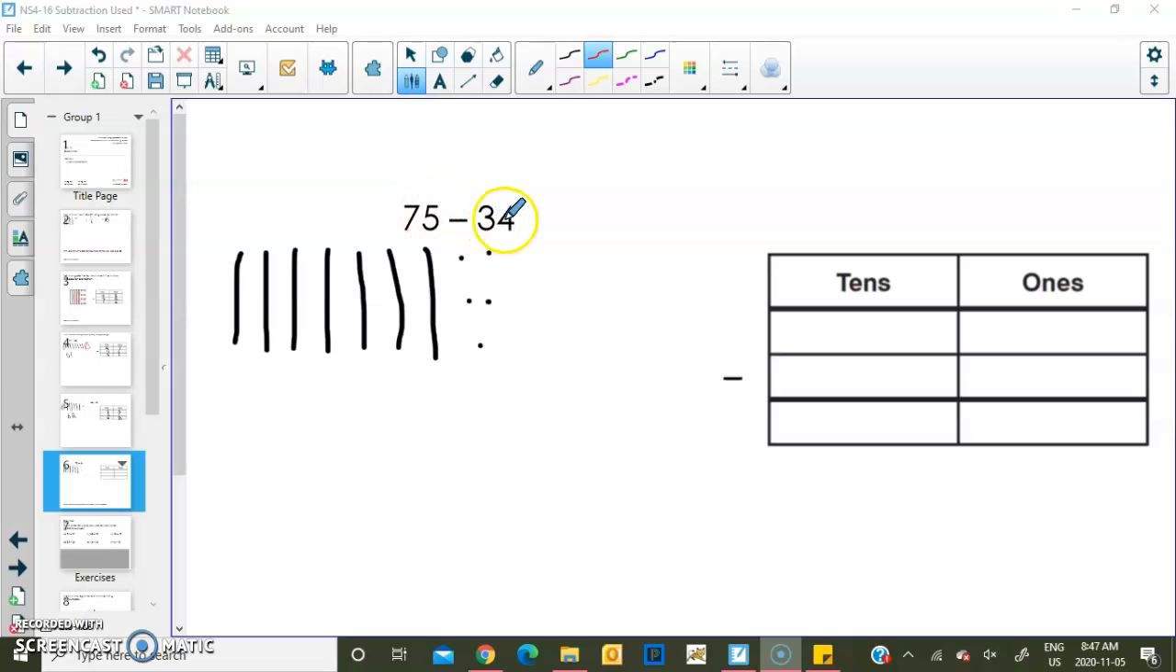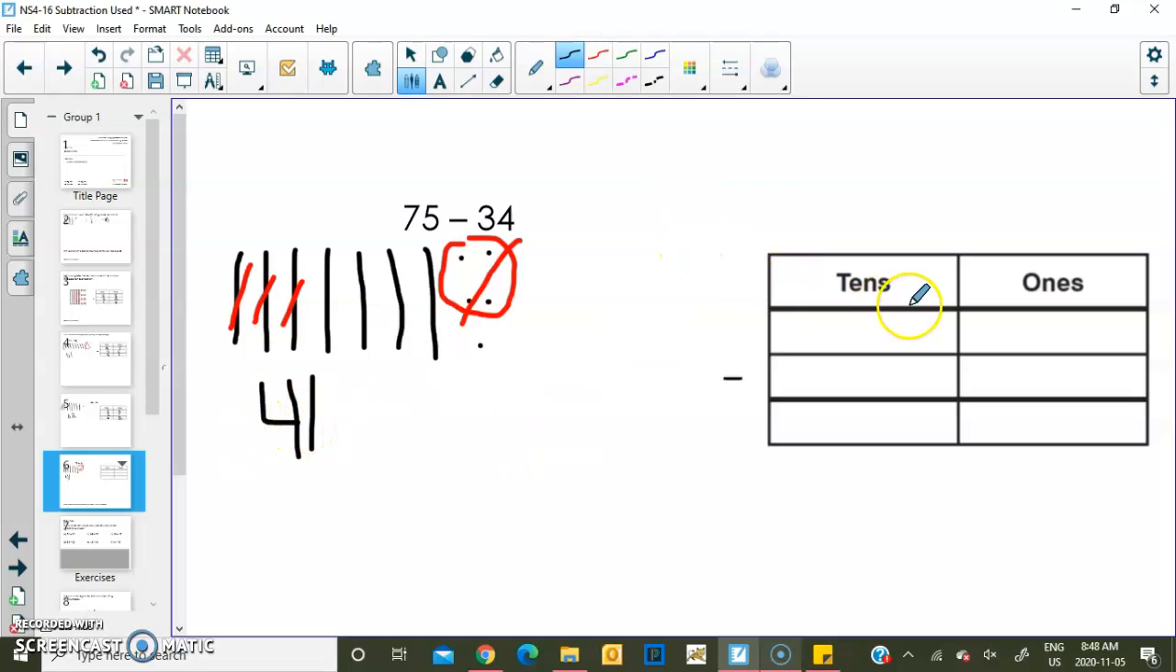Now I'm subtracting 34. So how many tens rods do I need to cross out? Good, 3. 1, 2, 3. How many ones blocks do I need to cross out? 4. Very good. So I'm going to circle these 4, and I'm going to cross them out. Okay, so how many tens rods do we have left? 4. And how many ones blocks do we have left? 1. Good. So 75 subtract 34 equals 41.